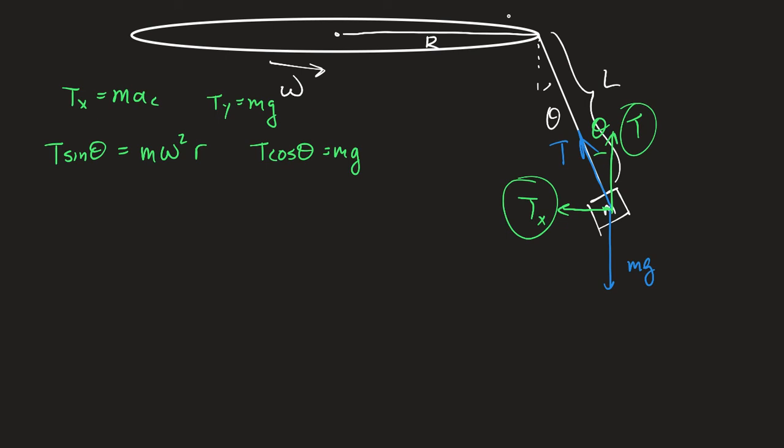Now we could eliminate T. Do you see that? I want a relationship that has omega and theta together, but I want to eliminate the tension. So I solve this for T, and I plug it in over there. And what we get is mg tangent theta equals m omega squared r. How we doing? That okay?